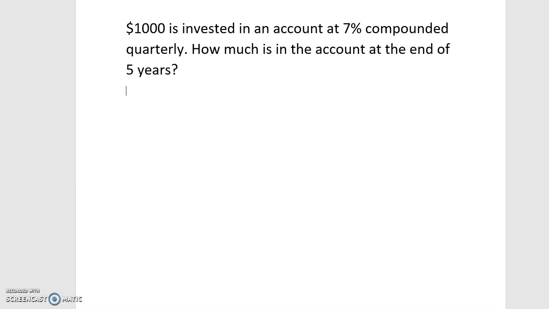So since we're working with compound interest, we will use our compound interest formula, which is FV, which represents our future value, or the amount in the account at some point in the future, is equal to P, which represents our principal, or the original amount invested, times 1 plus R. In this case, R is our percentage or our rate as a decimal, divided by N. And in this formula, N represents the number of compounding periods per year.